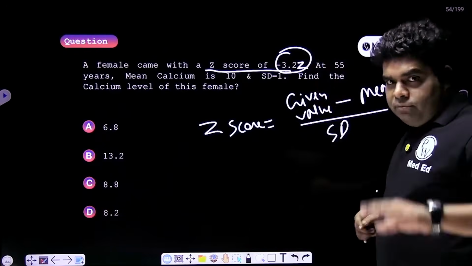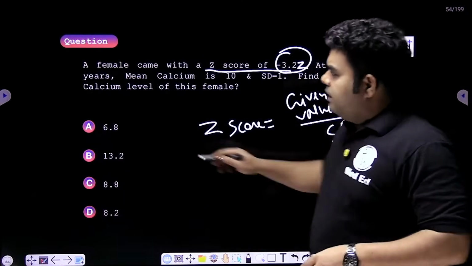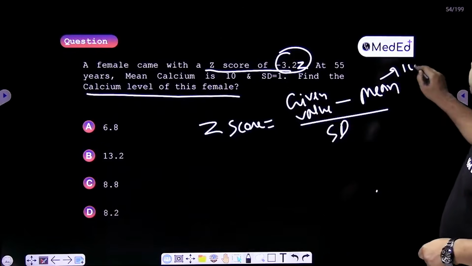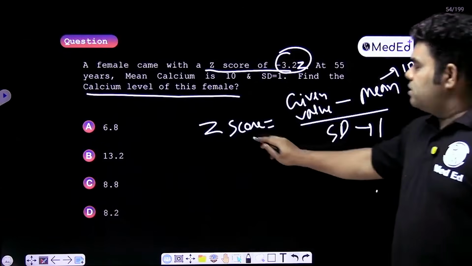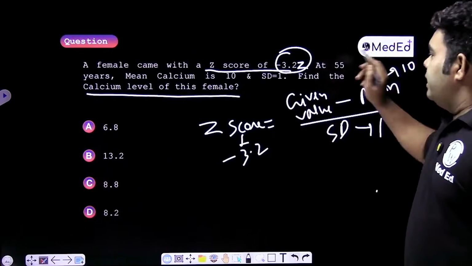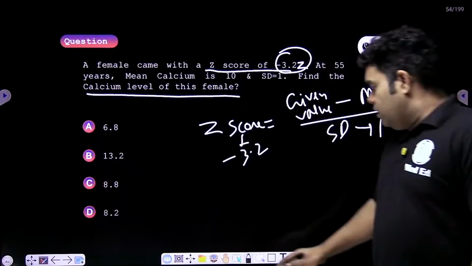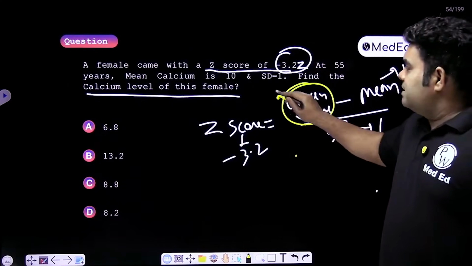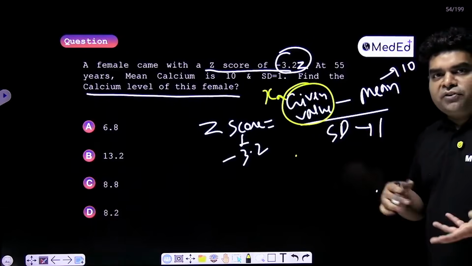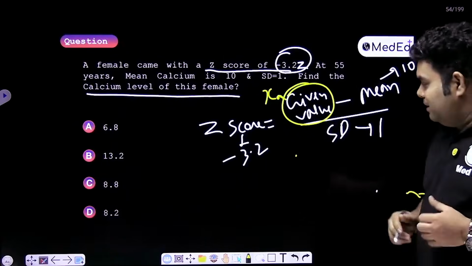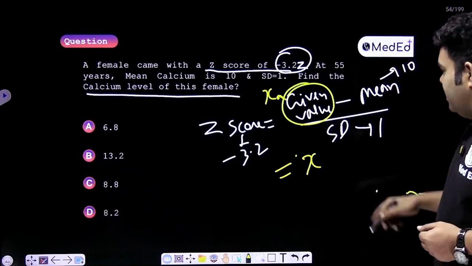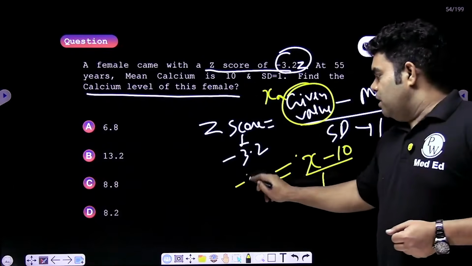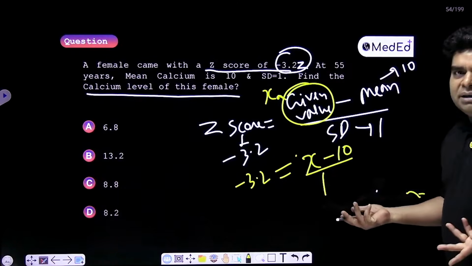Z score helps us to find that. So let's do this question. Find the calcium level of this female. If mean calcium is 10, standard deviation is 1, Z score is -3.2, find the calcium of this female. So in this question, the given value is not given. You have to find the given value. This is X. And I don't know why math always tries to find the X. So you have to find the X here. What is the given value of calcium in this lady? X minus 10, because mean is 10, divided by 1, standard deviation is 1, is -3.2. So 1 is gone.